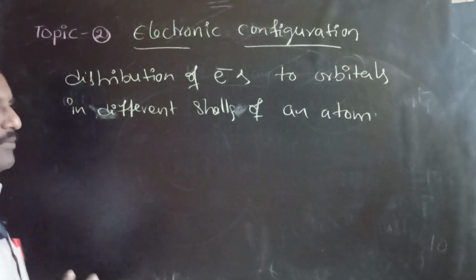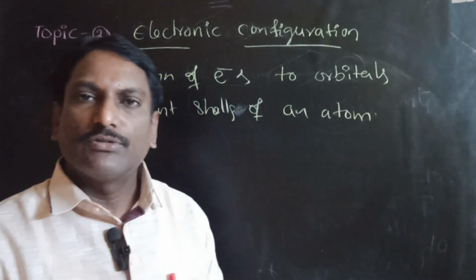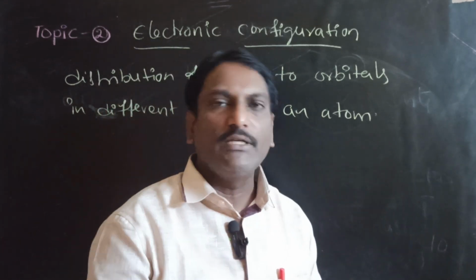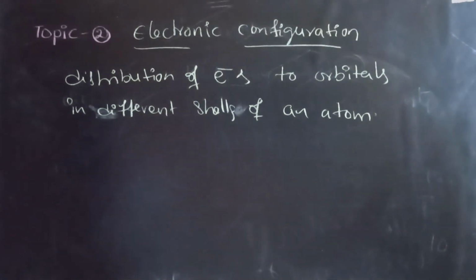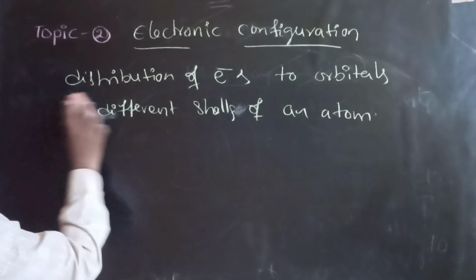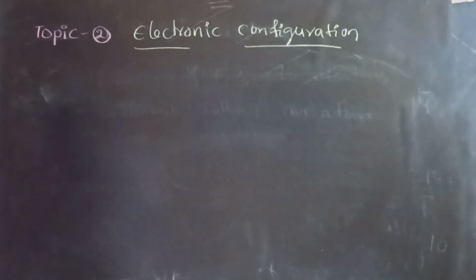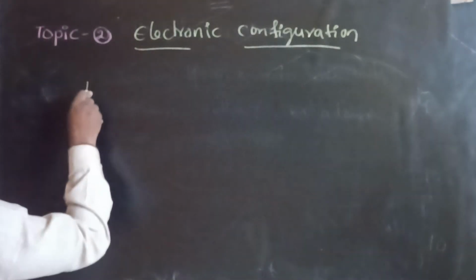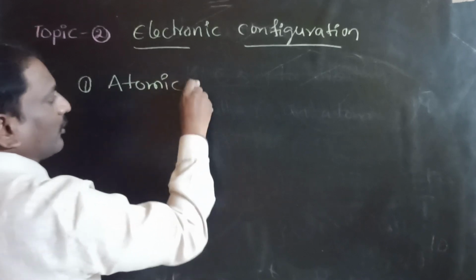To celebrate the birthday, we require three points. I said already: chocolate box, list of the students, and order of the students. In a similar way, to write electronic configuration, we require three points. Write down the points one by one. Point number 1: atomic number. We have to know the atomic number.